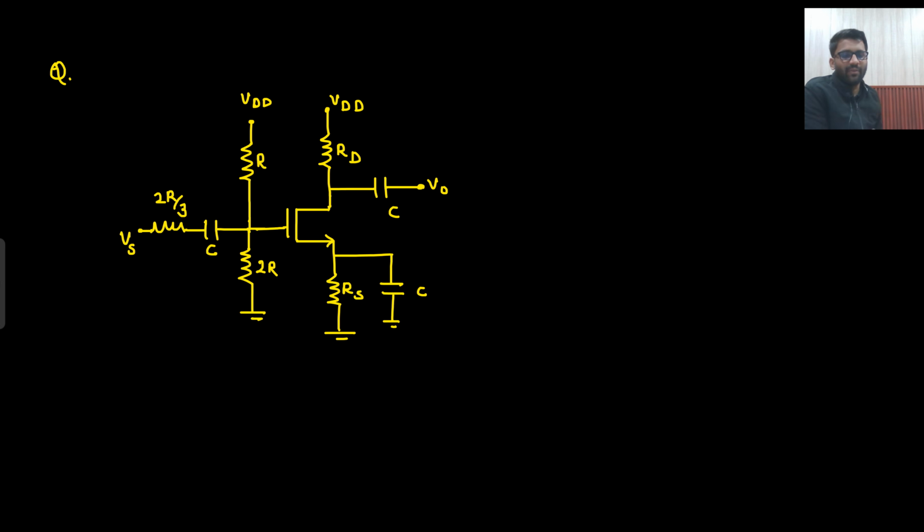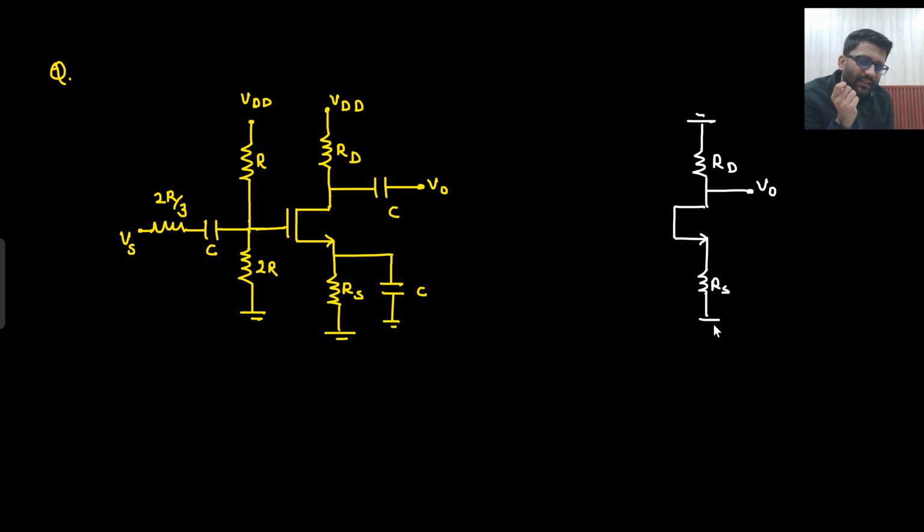Now this question, it may feel like it is a very big circuit, how we will write down the gain. But what did I tell you? Capacitors will be shorted and supply will be gone. VDD will be gone, capacitors will be shorted. So let's see how I will make the circuit. So VDD is gone. This is your RD. This is your V0.